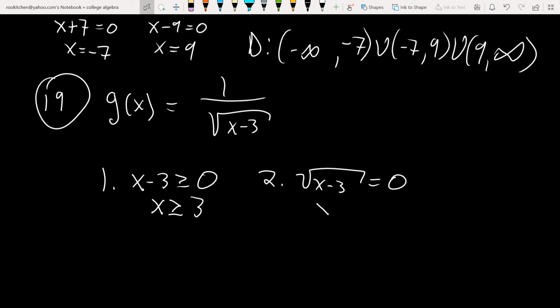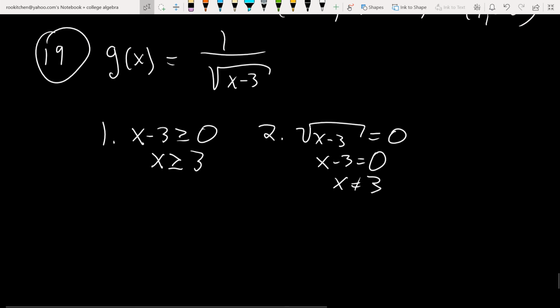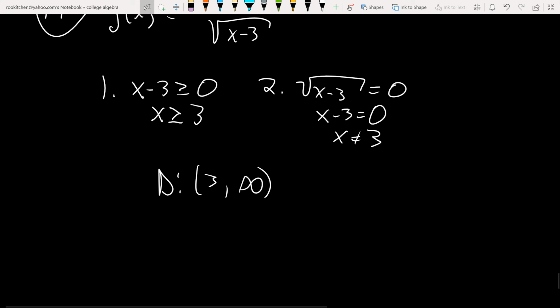Okay, so square both sides. So we need to make sure x is not 3. So at the end, the appropriate interval will not include 3, so this is the domain, going all the way to infinity. Okay, so we have to exclude the 3 from that x greater than or equal to 3 interval.